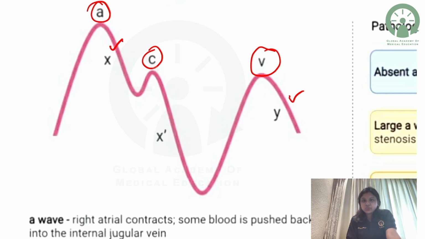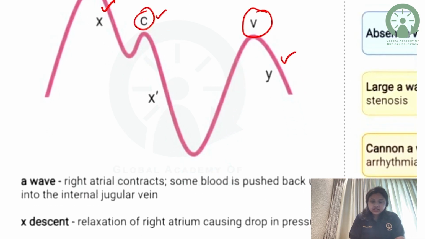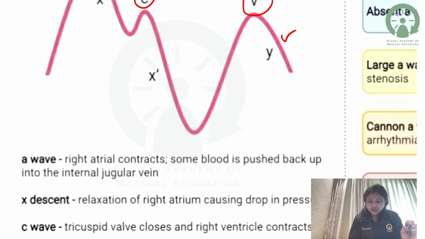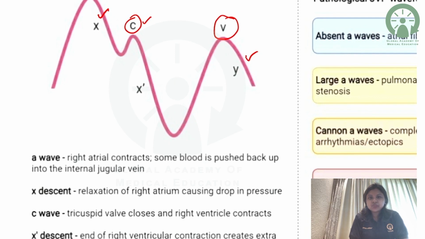Next, coming to C waveform. So what is C waveform suggestive of? It is basically C is closure of the tricuspid valve, right? And the contraction of the right ventricle. So C waveform is basically because of the closure of the tricuspid valve and contraction of the right ventricle. So whenever the tricuspid valve closes and it bulges into the right atrium, the pressure in the right atrium again increases, resulting in a positive deflection in the JVP waveform.